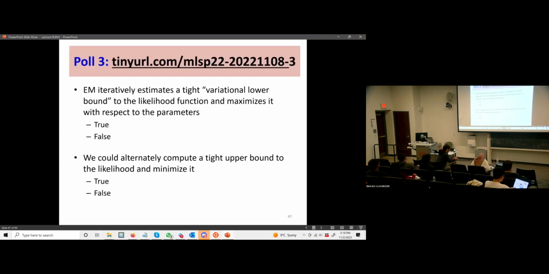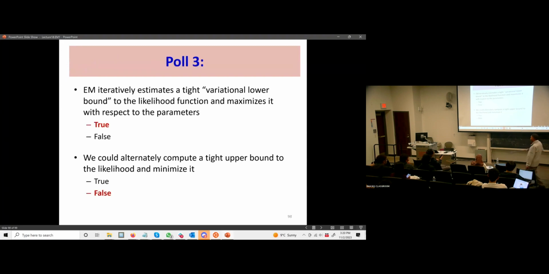Right. One final poll. We've been through the math. What on earth does this math mean? We're going to come back next week and try to demystify this a little bit. Okay, first question, true or false? Second one.